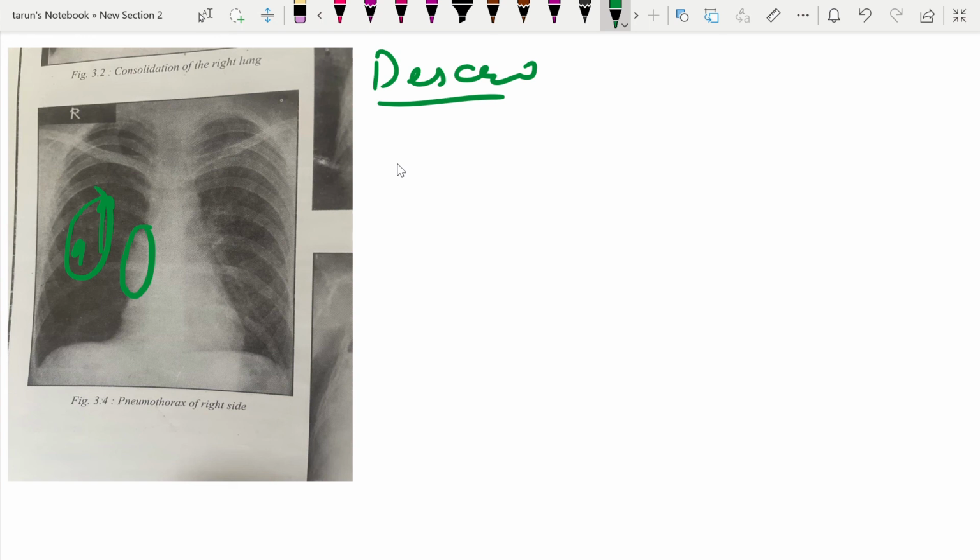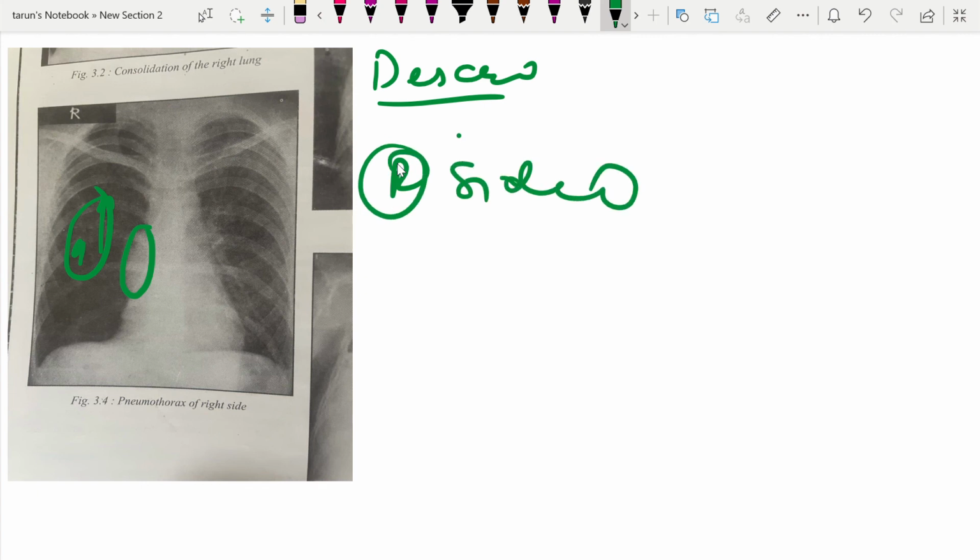There is absence of bronchovascular markings beyond the collapsed lung border. So this is the description you will give. Then what is your conclusion? My conclusion: it is right-sided pneumothorax.